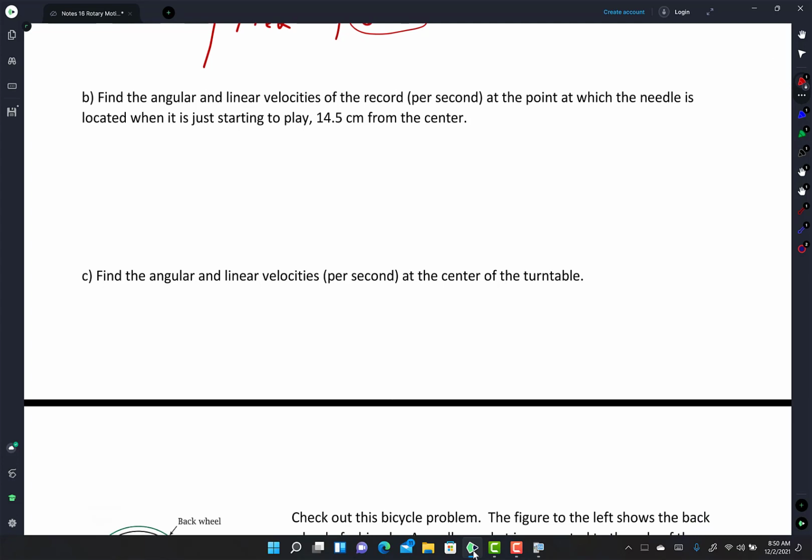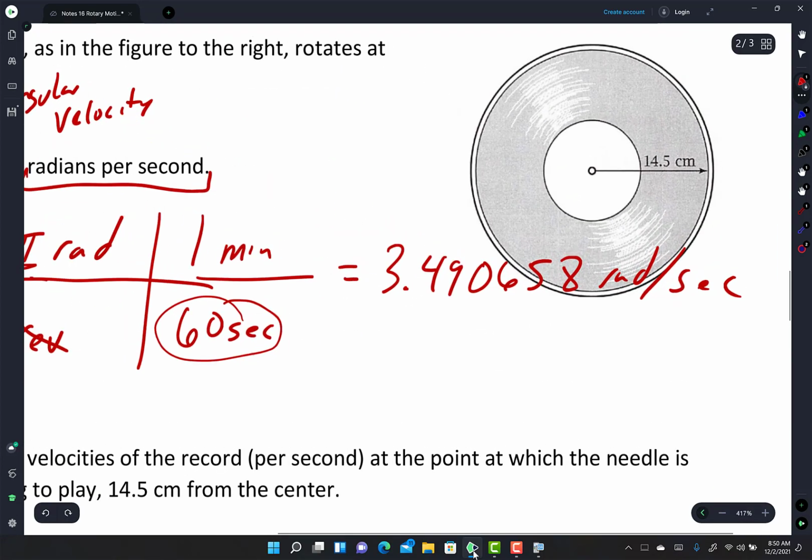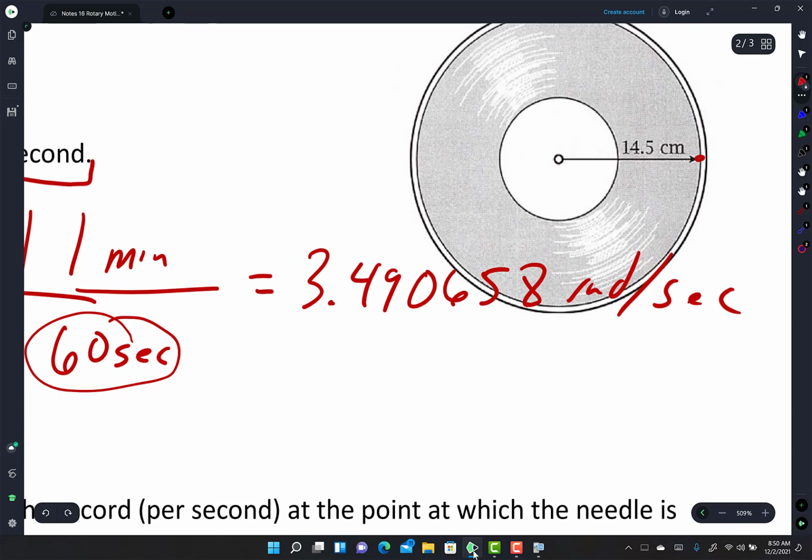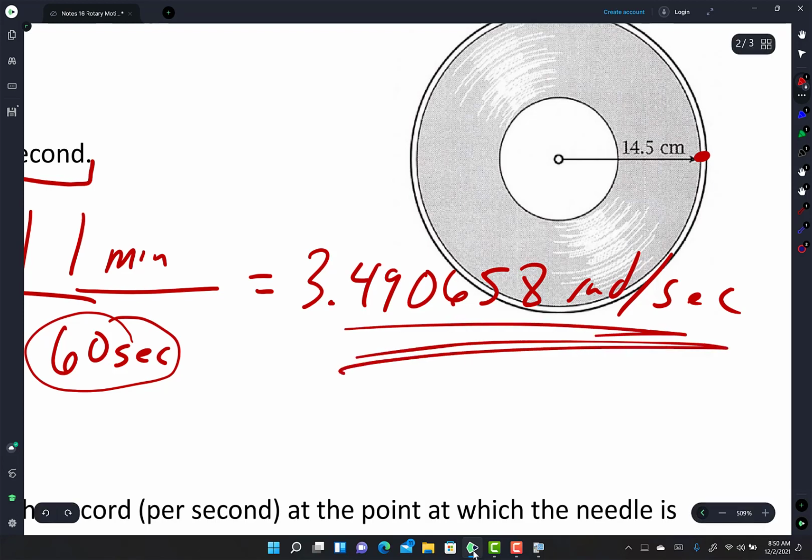Find the angular and linear velocities of the record per second at the point at which the needle is located when it is just starting to play, 14.5 centimeters from the center. So if I look at this record player, they're talking about the linear velocity here. And of course, the angular velocity, they want it as well. The angular velocity is the same, no matter where you're at, you're rotating at that speed.